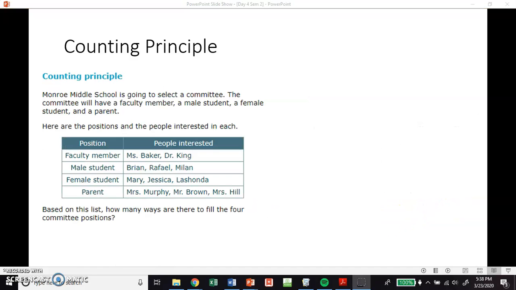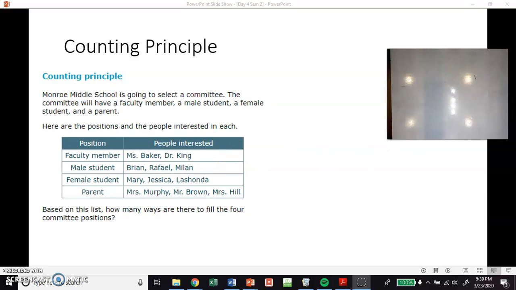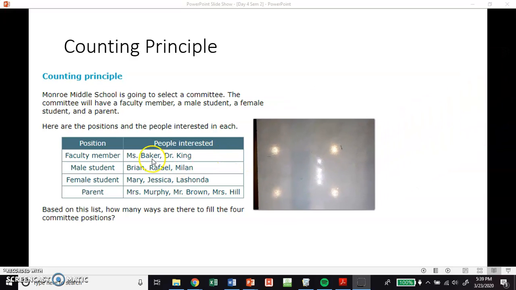Alright, so putting this into effect, we can have a question like this. Monroe Middle School is going to select a committee. The committee will have a faculty member, a male student, a female student, and a parent. So there are 4 categories that we're choosing from. Here are the positions and the people interested in each. Right here, you have Mrs. Baker and Dr. King. You have Brian, Raphael, and Milan. Those are the male students. And then you have Mary, Jessica, and LaShonda. Those are the female students.